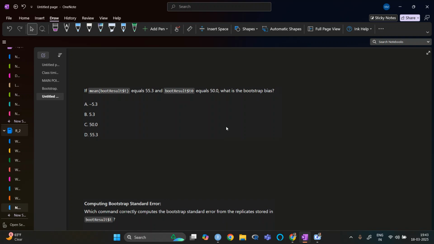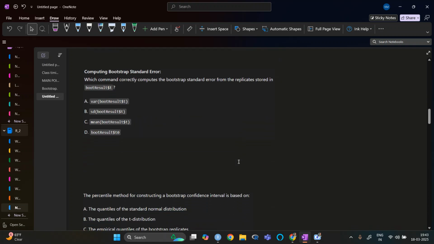What is bootstrap bias? Bias is the bootstrap mean minus the observed statistic, no? So yes, 5.3. You need to remember that we need to subtract this one minus this. So it will be 5.3.